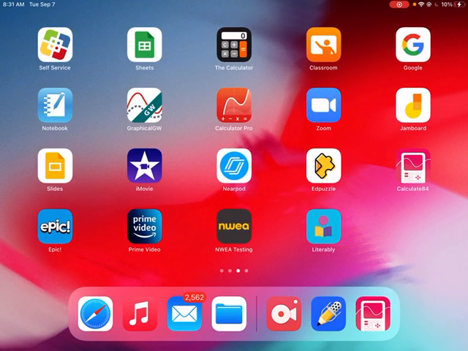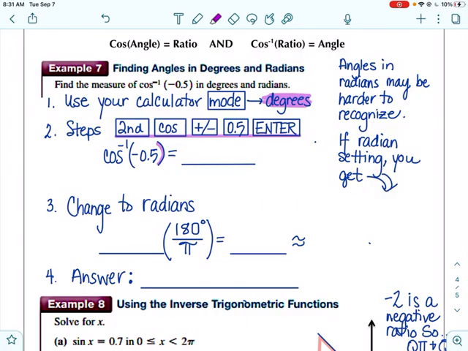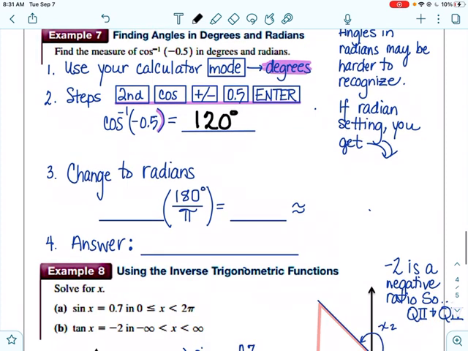Okay, so the answer there is 120, and that's in degrees. So remember, see I have that second parenthesis highlighted. You probably should use that. Okay, and now I want to change this to radians.